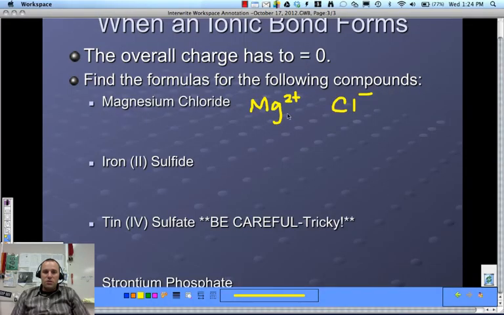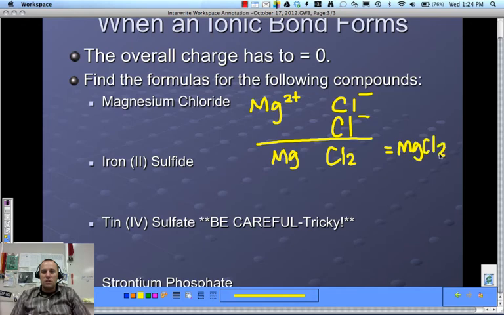If magnesium is 2 plus and chlorine is 1 minus, how many of each do you need to get the overall charge to be 0? So we have 2 positives. So if I add another chlorine, now we have 2 negatives. Okay, and you add them up. How many magnesiums? 1. How many chlorines? 2. So the formula is MgCl2. There's your answer. Okay, let's try it again.